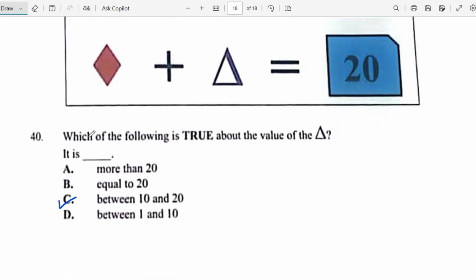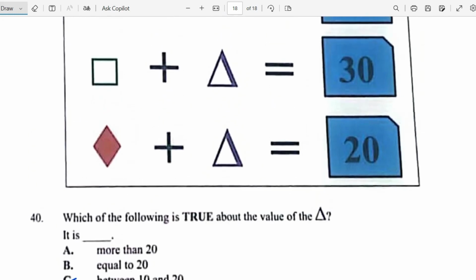So let's look at the answers now. Which of the following is true about the triangle? Is it more than 20? It's not going to be more than 20 because here it would give a greater value than 20. Equal to 20? Then if this has a value and it's equal to 20, it cannot be 20 because it would have been a value greater than 20. So we can assume that it's between 10 and 20. But here's why it could not be between 1 and 10.